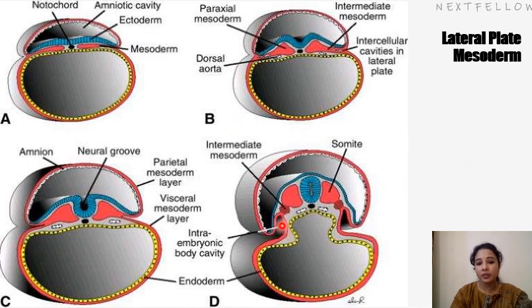So here we can appreciate the paraxial mesoderm forming somites, and this is the intermediate mesoderm, and here is the lateral plate mesoderm. The part along the ectodermal cells will form the somatopleure, and the part along the endodermal cells will form the splanchnopleure.